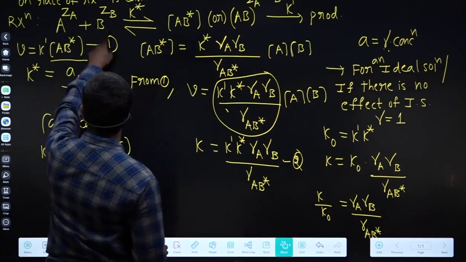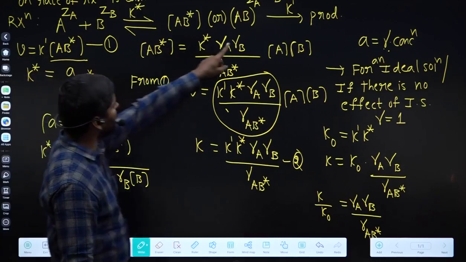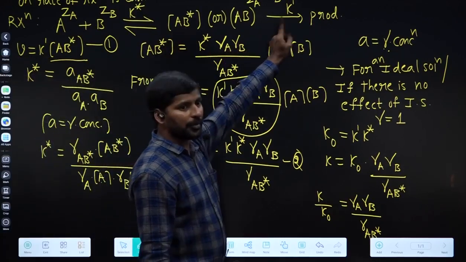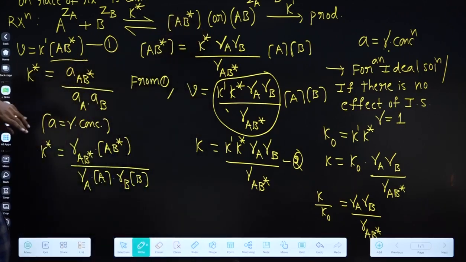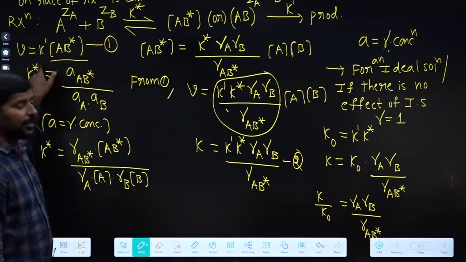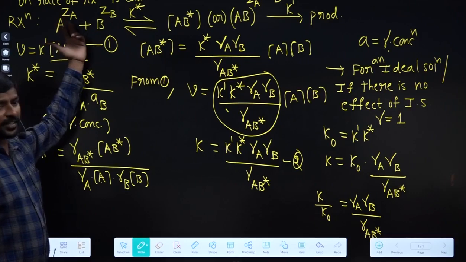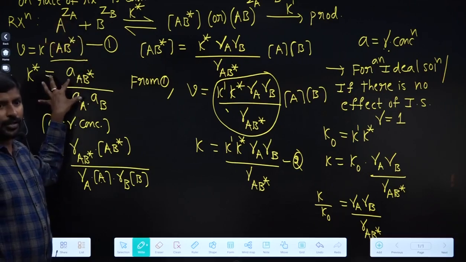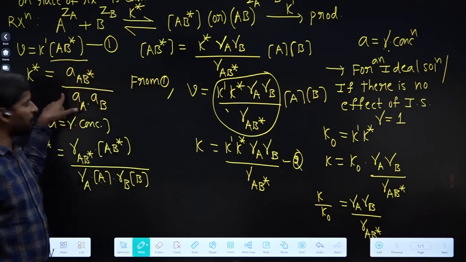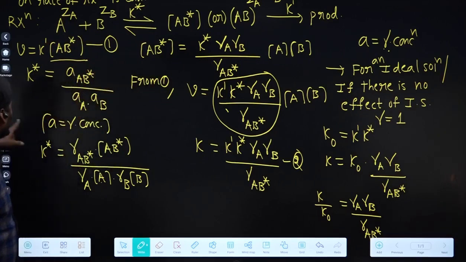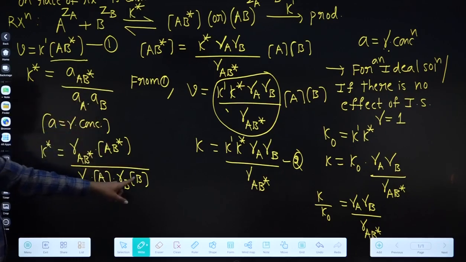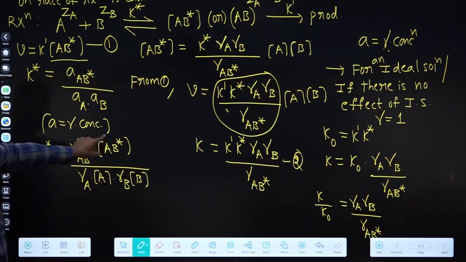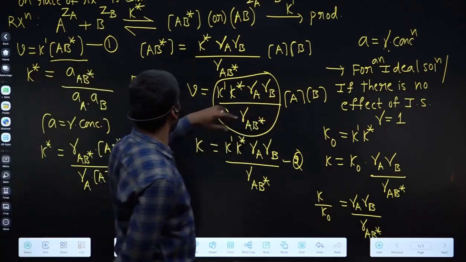Okay, so we considered this reaction. We wrote the rate equation: rate is equal to rate constant into concentration of the reactant, that is the activated complex. To get the activated complex concentration, we wrote the equilibrium constant. Equilibrium constant means product side concentrations by reactant side concentrations. Here it is a non-ideal solution. To treat a non-ideal solution, we follow the ionic strength concept, so we are taking activities. But activity is equal to gamma into concentration. So gamma AB star into concentration of AB star, similarly gamma A into concentration of A, and for B, gamma B into concentration of B. From that we took the concentration of AB star and substituted in equation 1.